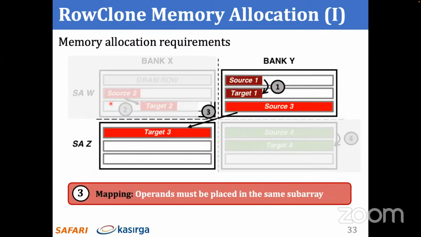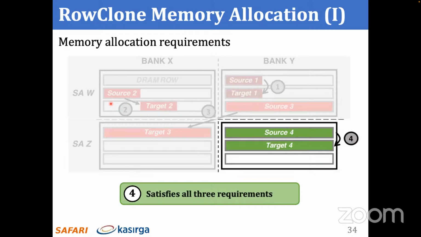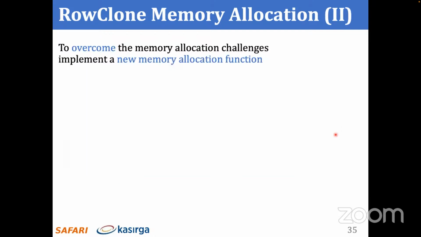The third constraint we call the mapping constraint, and it states that we must place the operands that we want to copy in the same subarray. This is because we can only perform RowClone operations within a single subarray. In this example, the fourth allocation of source and target rows satisfies all three requirements, and we can perform a RowClone operation from source 4 to target 4.